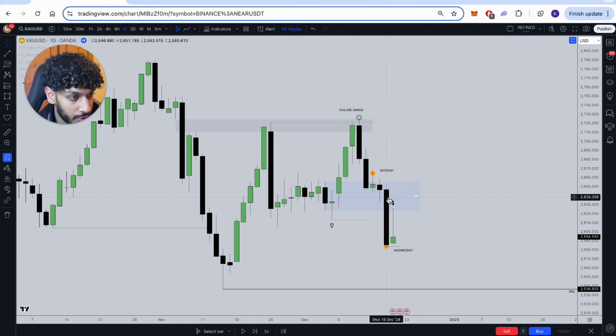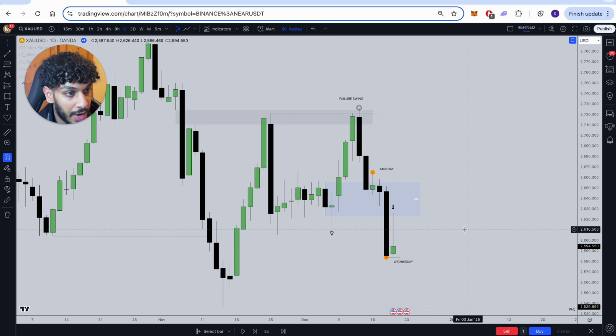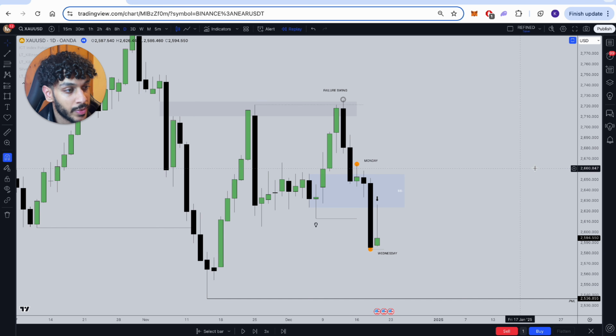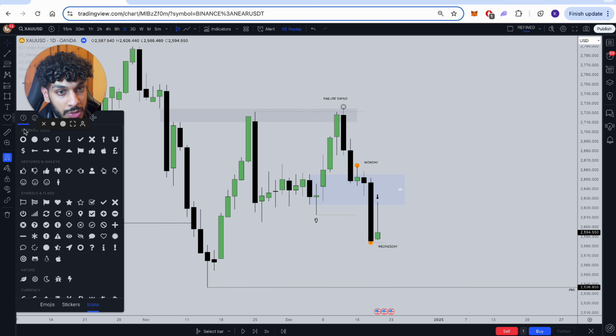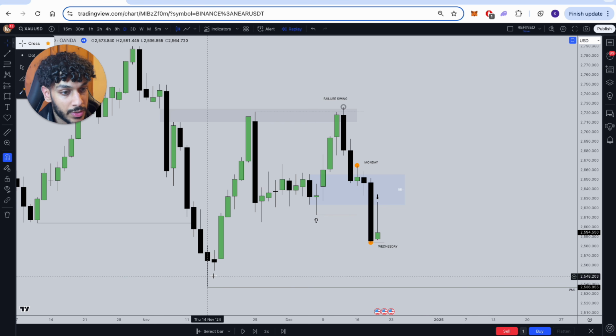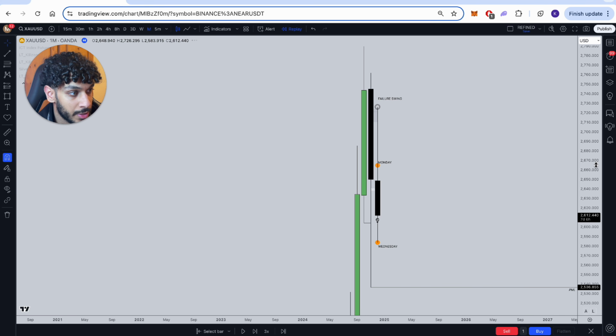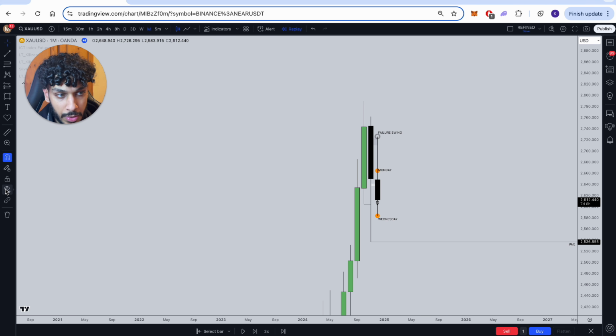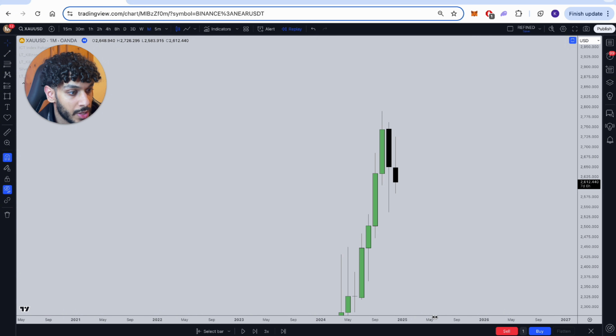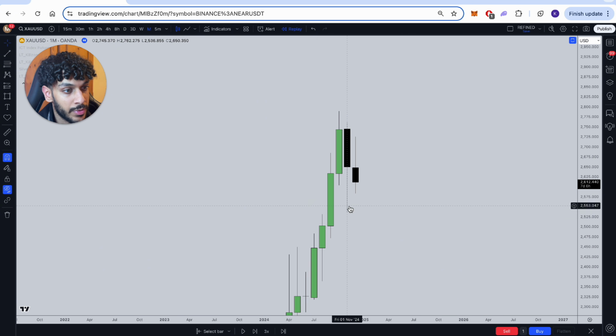Now, once we got that closure, which was on Wednesday, like I said, that really puts in this failure swing, and that's when our draw started to favor this low down here. And if we actually go on the monthly, and let me just turn off some of the stuff, you can start to see how in terms of previous month's high and previous month's low, I started to favor the low.